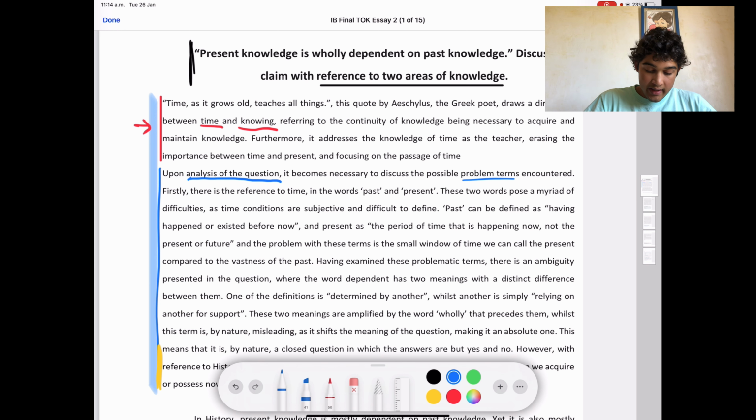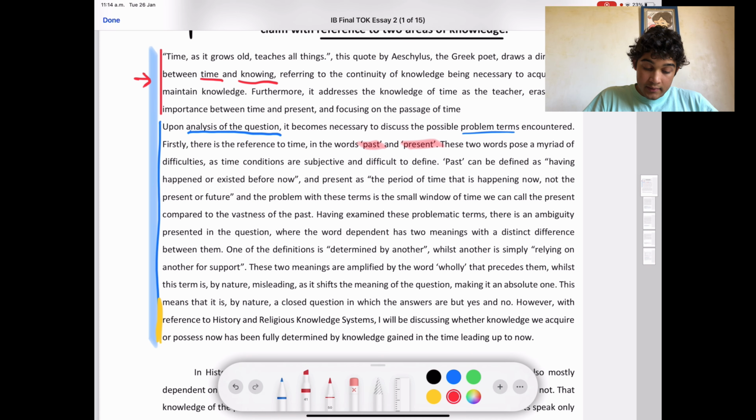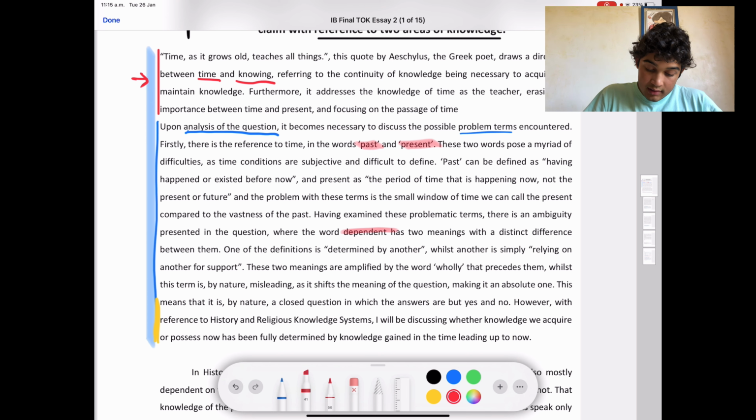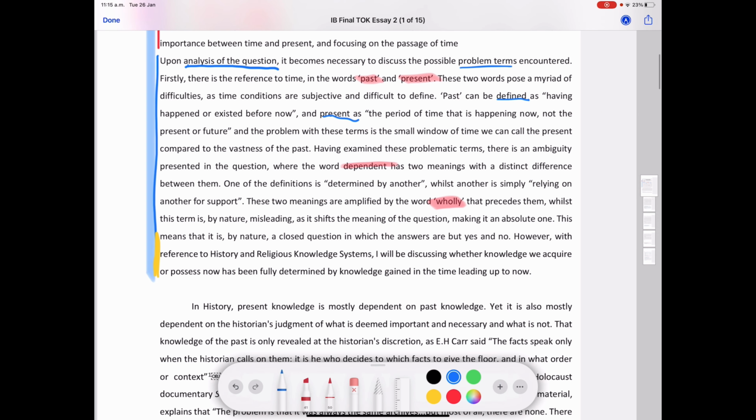And here it was mainly past, present, and the word dependent, and then the word wholly. And finally, what you do with these problem terms is you define them. So the past can be defined, I say here, present can be defined as. And those definitions are the ones you're going to have to deal with for the rest of the essay, so make sure you choose them carefully.